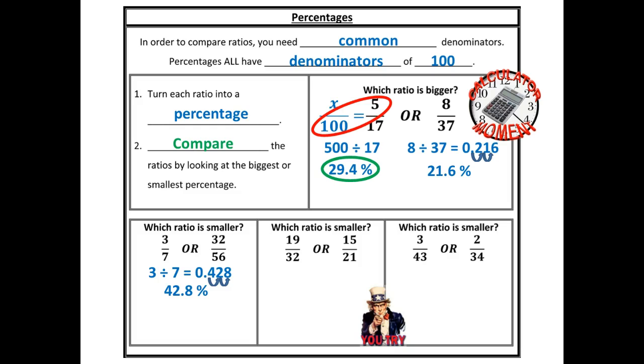Do the same thing with my second ratio. 32 divided by 56 gives me 0.571. I'm going to multiply by 100 or move my decimal 2 place values to the right. That's going to give me 57.1%. They're looking for the smaller ratio. The smaller percent, 42.8%, belongs to 3 to 7. So 3 to 7 is the smaller ratio. 32 to 56 is the bigger or greater ratio. On your own, try the last two problems.